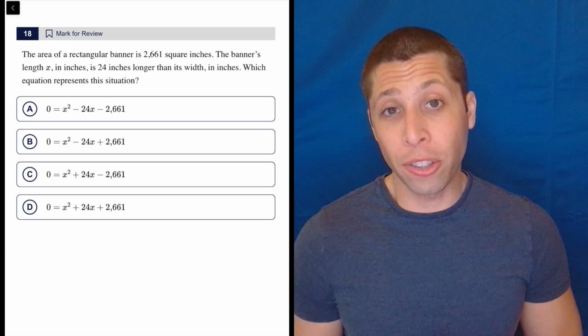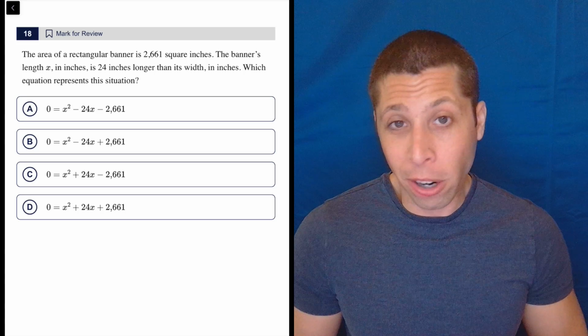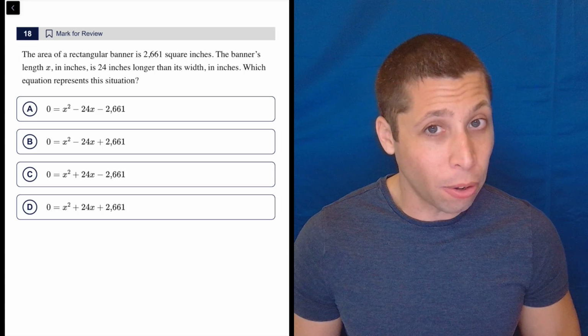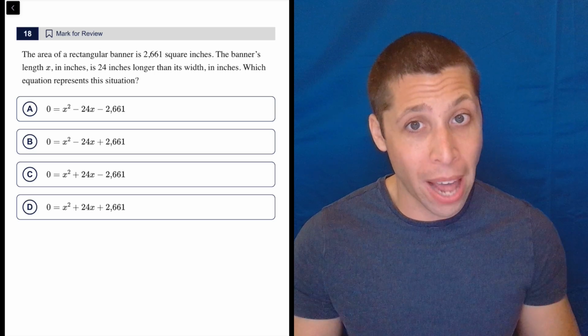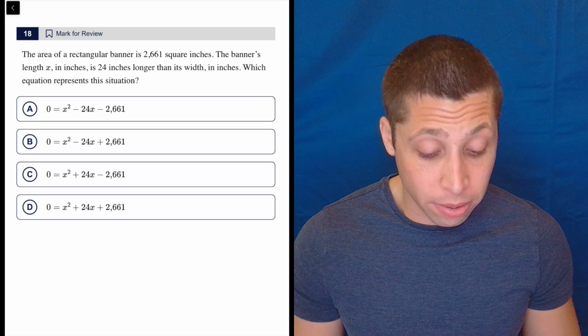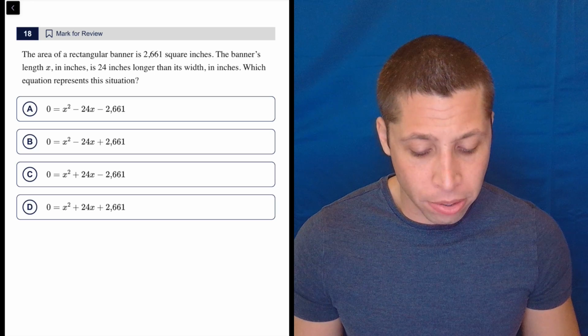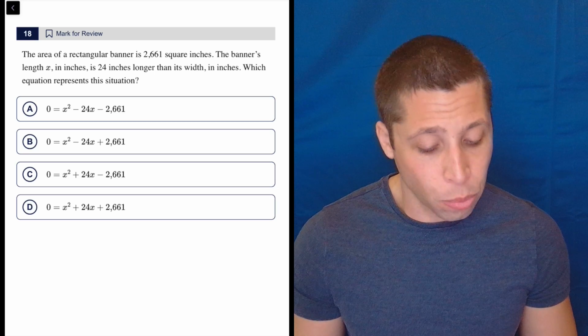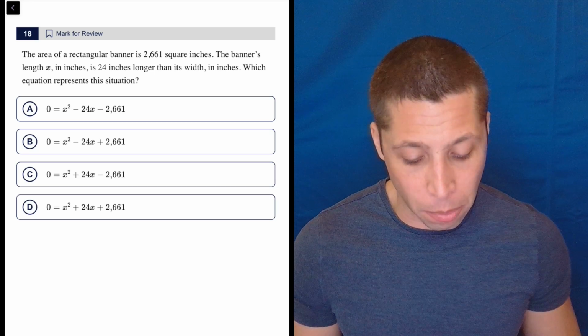The most important thing for this question is to remember that we're in the hard section, and we've got to be careful of little things. The way things are worded can dramatically affect what answer we pick. The area of a rectangular banner is 2,661 square inches. The banner's length, x inches, is 24 inches longer than its width in inches. Which equation represents the situation?